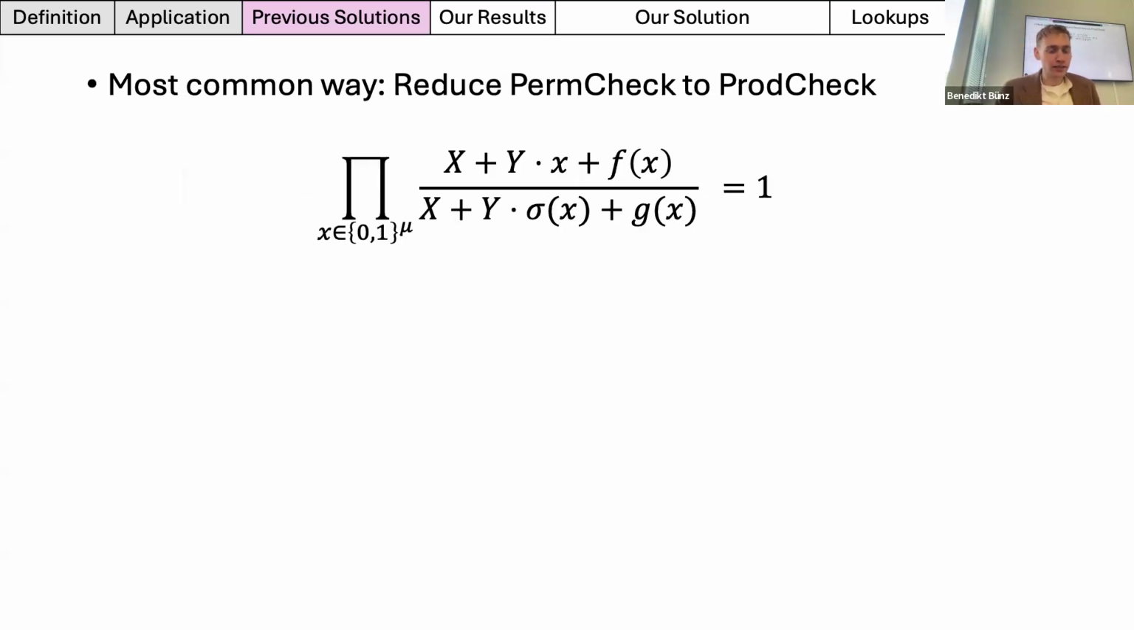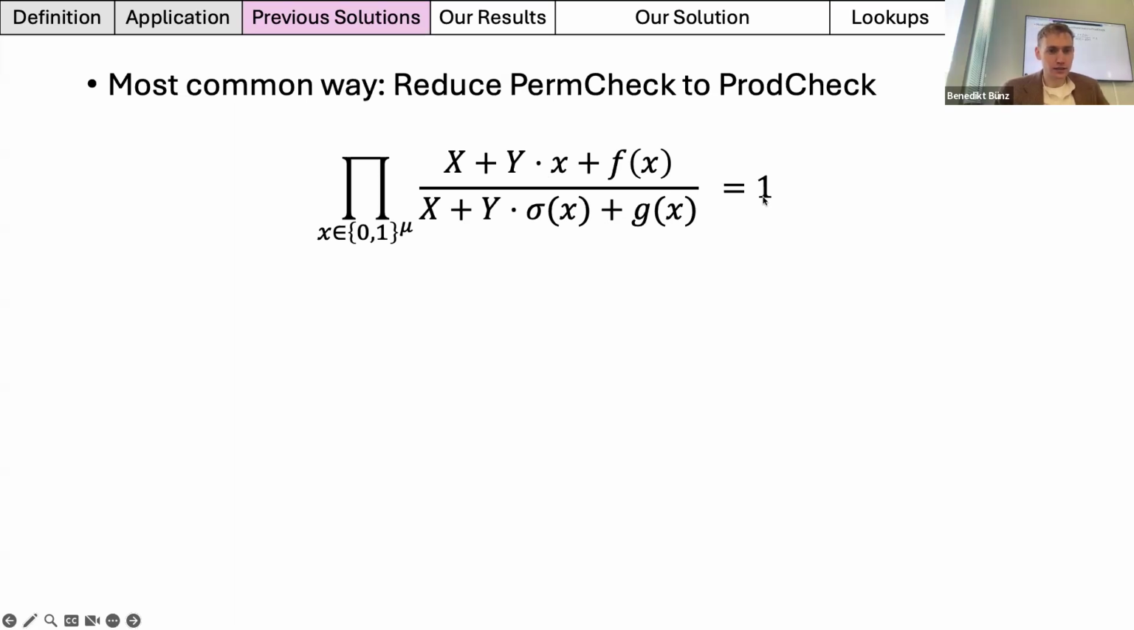Okay, and the way that this is generally done is I can equivalently divide these two sides by each other. Yes, you need to worry about things not being zero, but that with high probability works out, and you prove that this quotient, this product of this quotient, is equal to one.